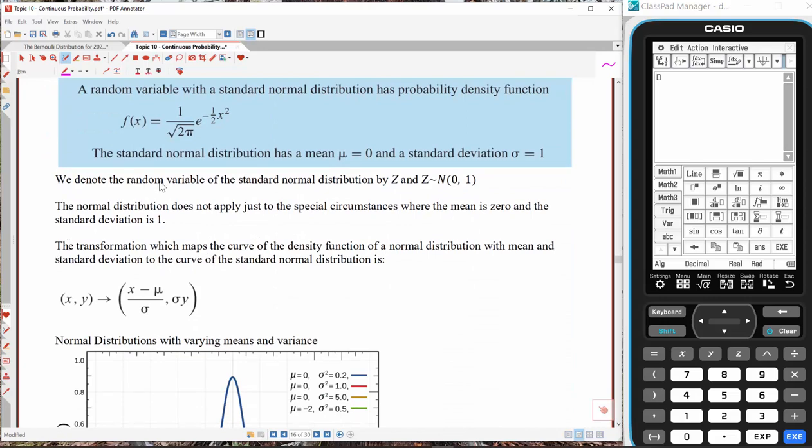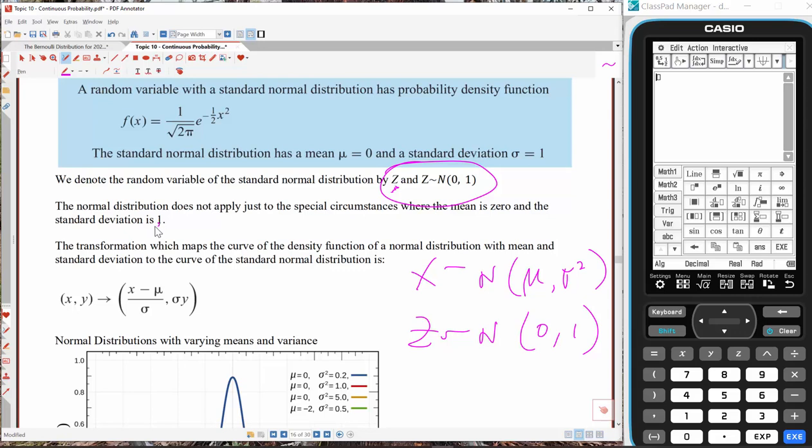So we denote the random variable of the standard normal distribution by the letter Z. Remember, this one here is a very specific normal distribution. We looked at X being normally distributed with the expected value mu and the variance sigma squared. That's how I defined a normal distribution that's not the standard. But when I've got the standard, my random variable is Z, which is normally distributed with a mean of 0 and a variance of 1.